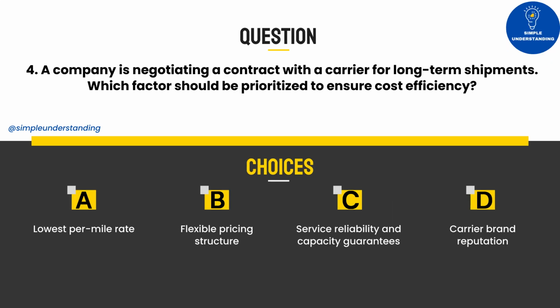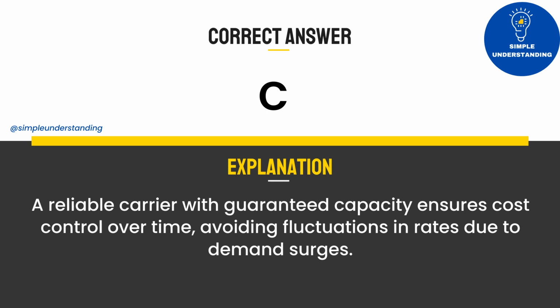4. A company is negotiating a contract with a carrier for long-term shipments. Which factors should be prioritized to ensure cost efficiency? A. Lowest per mile rate. B. Flexible pricing structure. C. Service reliability and capacity guarantees. D. Carrier brand reputation. Correct answer, C. Explanation. A reliable carrier with guaranteed capacity ensures cost control over time, avoiding fluctuations in rates due to demand surges.